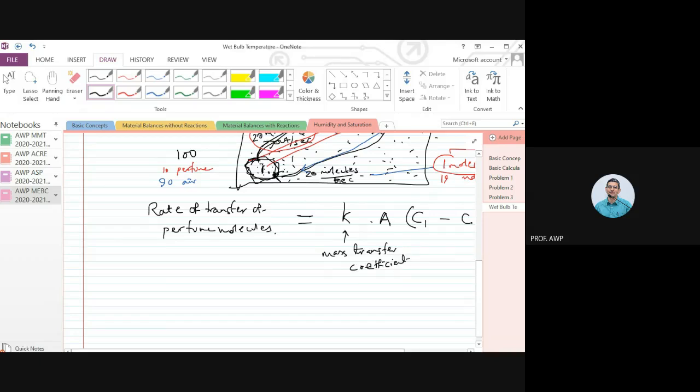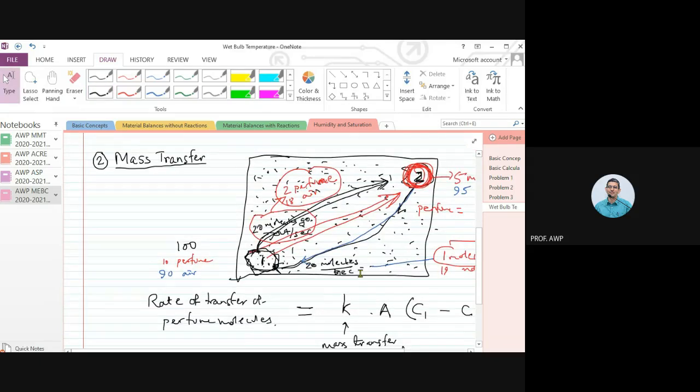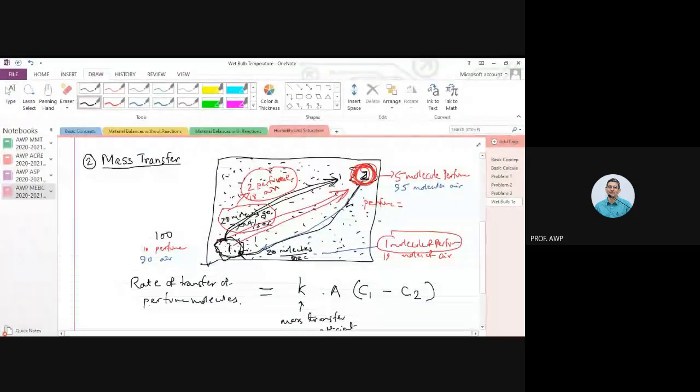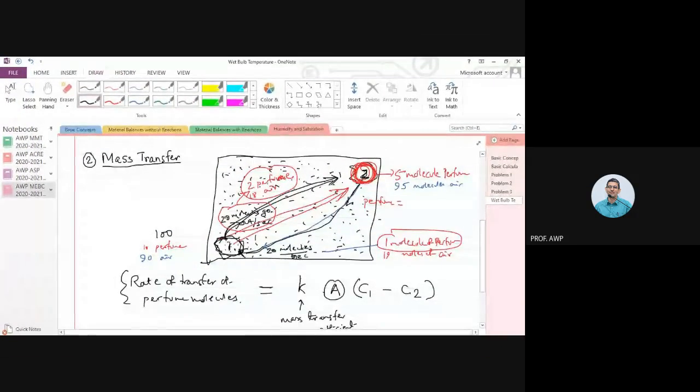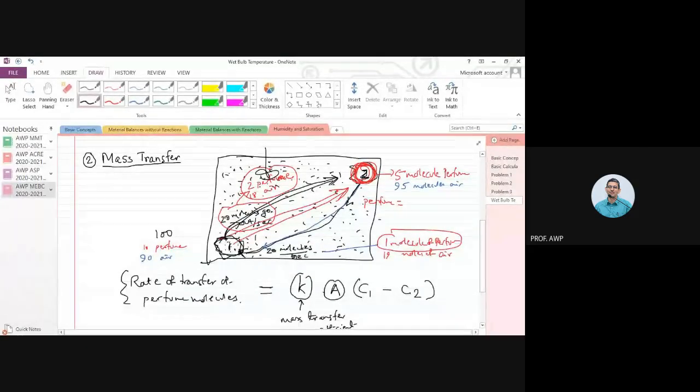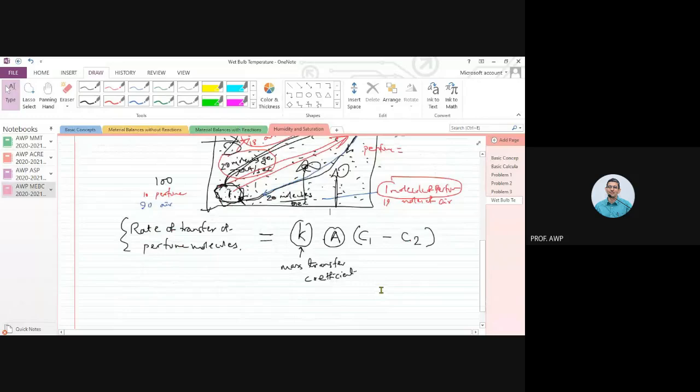Again, the driving force depends on the concentration, but the rate of transfer will depend on the area as well as the mass transfer coefficient. If I have 1 fan, or if I have stagnant air, or if I have 25 fans all running at full speed, the rate of mass transfer will be that much faster. Do you agree with that?